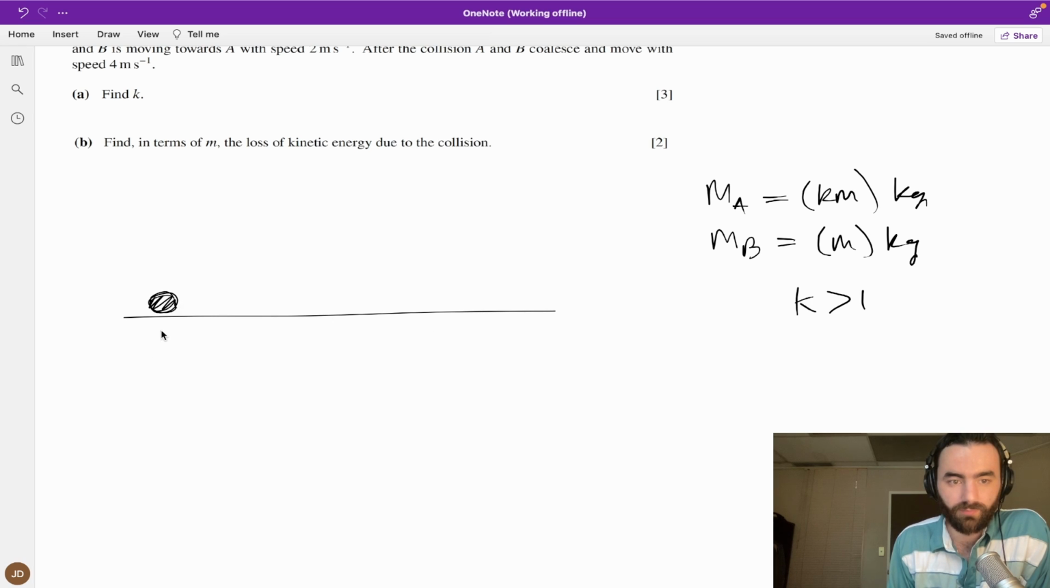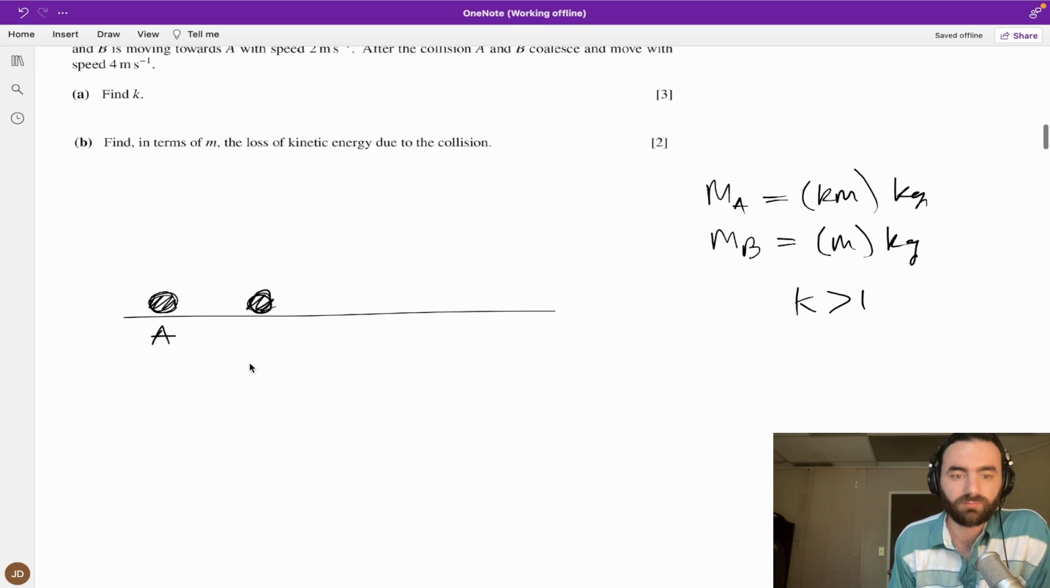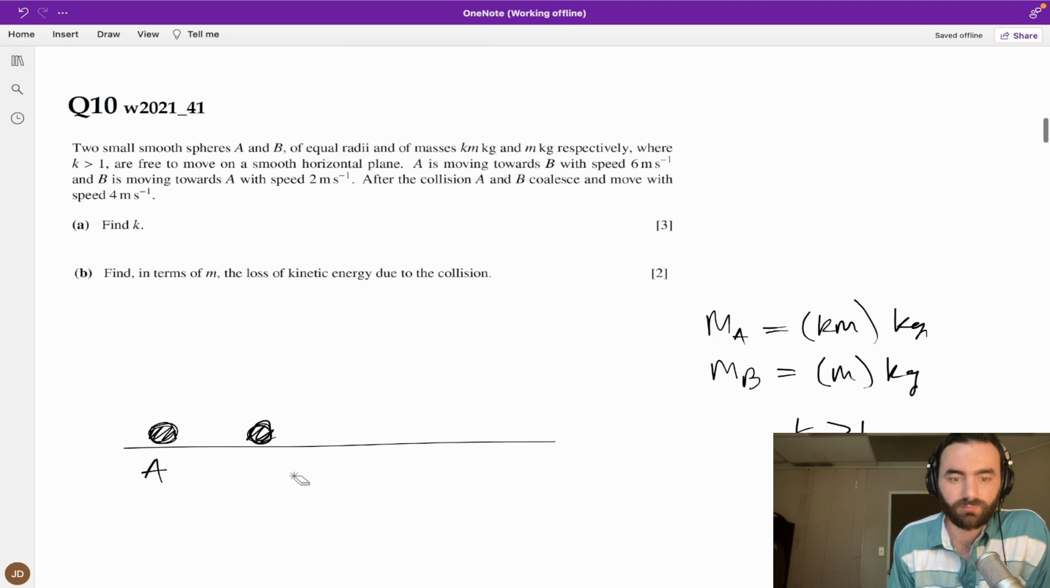So we have A, and we have B, and it's a smooth surface, so there's no friction involved. It's important. So if A is traveling at 6 meters per second, it's going to be traveling at 6 meters per second forever. It's a smooth surface. There's nothing slowing it down. It's a completely hypothetical scenario. There is no such thing as a completely smooth surface, unless we go into some alternate universe. I don't want to be on that surface.